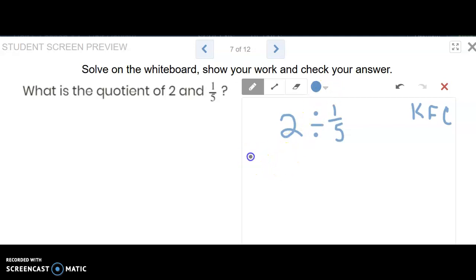All right, so let's rewrite this so that the whole number 2 is a fraction, 2 over 1, divided by 1/5. I'm going to follow my KFC. I'm going to keep my first fraction, flip my second fraction, so 1/5 becomes 5 over 1, that's my reciprocal, and change my division into multiplication.